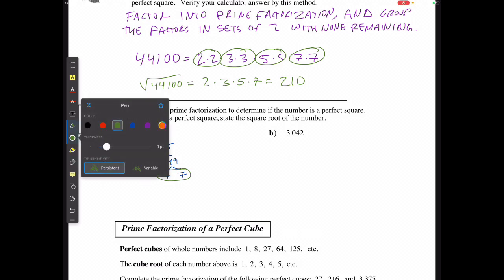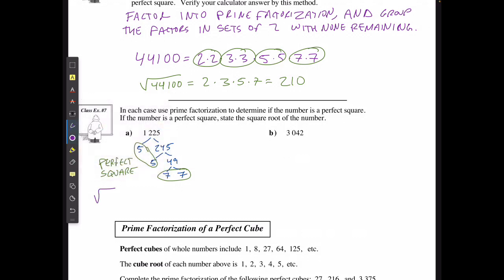And then it's asking me to state the square root. Well, the square root of 1225 is the same as 1 from the first set of 5s, 1 from the set of 7s, or 35.